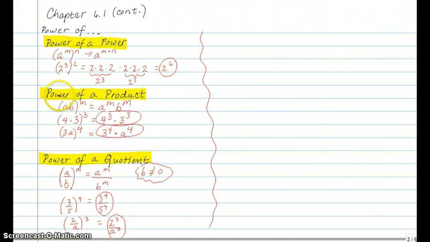Now we're going to power of a product. So that means you're going to have a product and you're going to raise it to a power. So here's our product, a times b, and we're raising it to the power of m. When we do that, we get a to the m times b to the m.